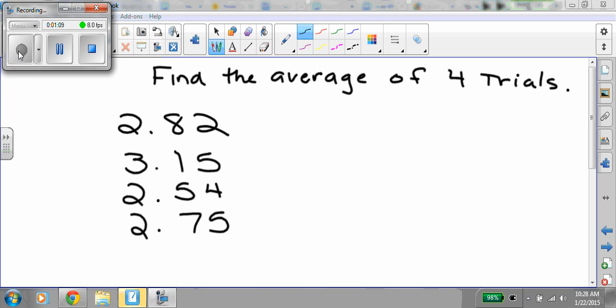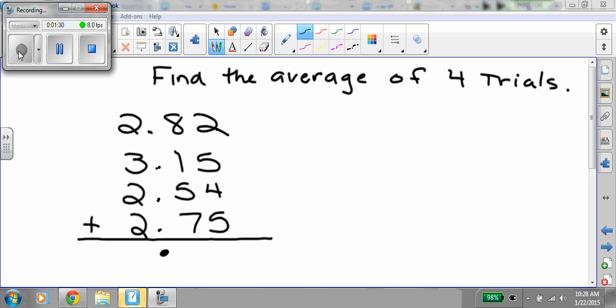So what you're going to do is take those 4 trials and add them together. And notice that my decimals are all lined up. In order to add decimals, they have to be lined up perfectly. So I line them up, and I'm going to put my big decimal right there, and then I'm going to start adding my numbers, just like I normally would.